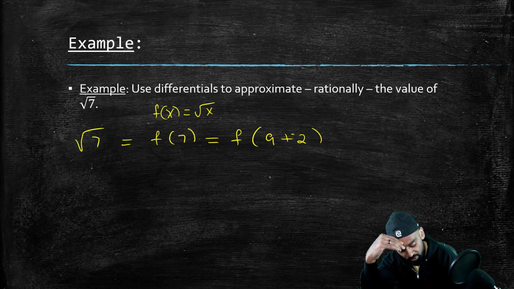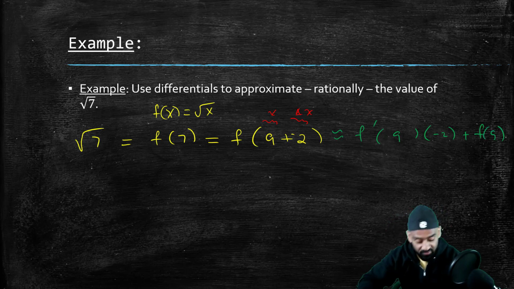Now, what is the whole point of this? Again, it is to leverage what we know about differentials. So this would be x, this would be the change in x, and then all you need to know is the formula and where it approximates to. So this is going to be approximately f prime of 9 times the change in x, which is negative 2, plus f of 9. And this is huge, because after I grind through all this, that will be my approximation of the square root of 7, and I didn't even need a calculator.